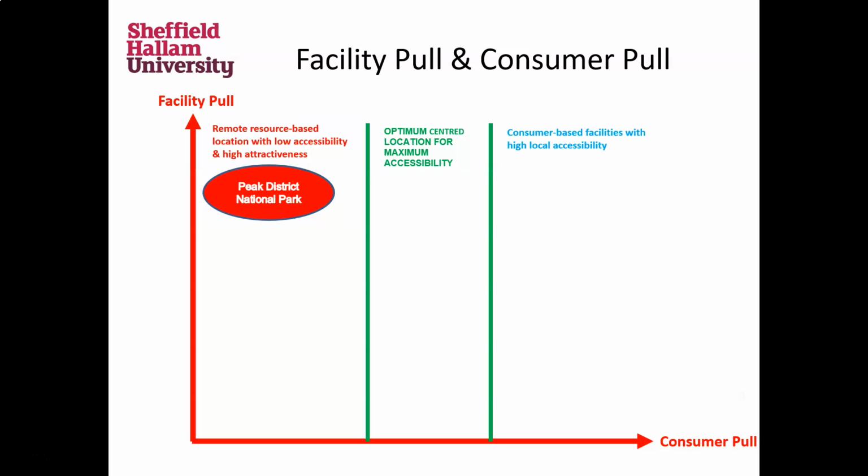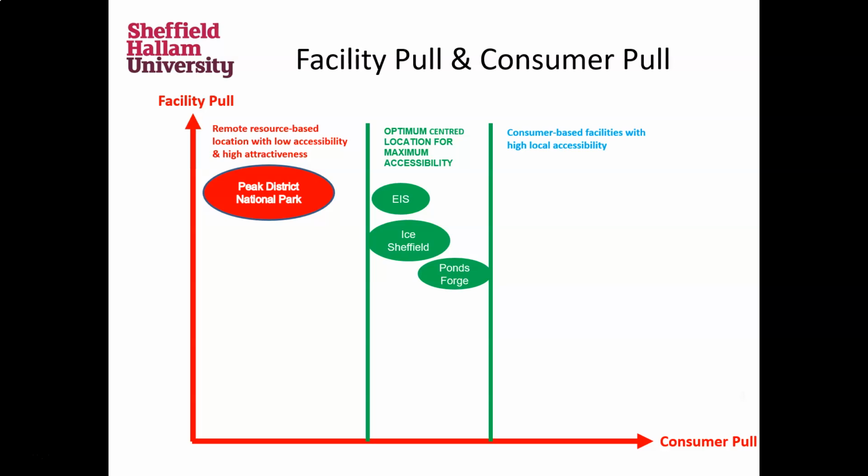We've got the Peak District National Park, but we can't actually decide where to locate that. That's a natural geographic feature, which is ideally suited to certain kinds of sport activity like climbing, mountain biking, hiking, rowing, canoeing, sailing on reservoirs and lakes, maybe. So we've got that kind of remote, resource-based location. But because there are so few of these, people are willing to travel because of its uniqueness. People are willing to travel, so that has a strong facility pull.